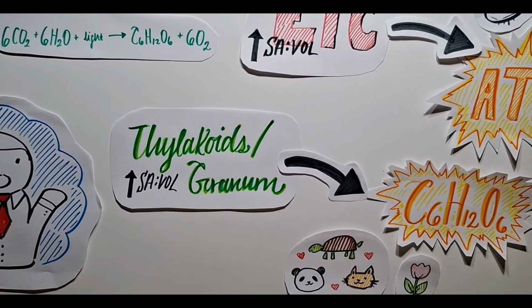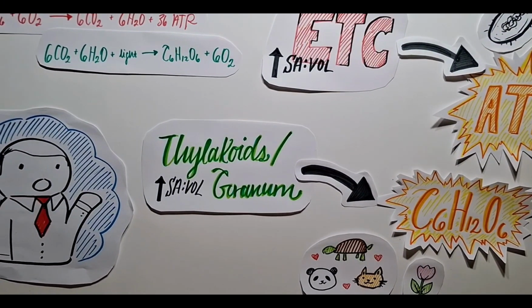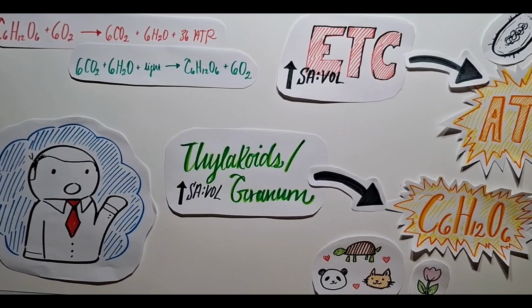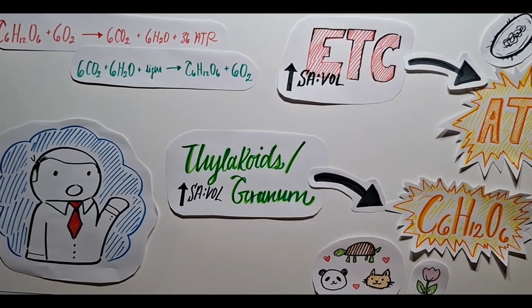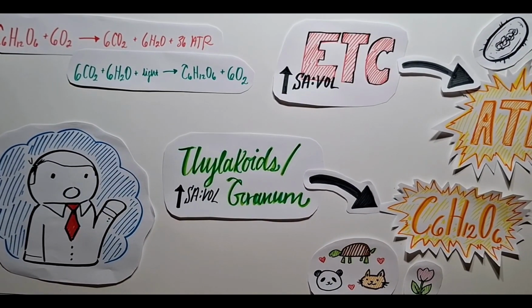The double membrane presence in mitochondria and chloroplasts increases the surface area within each organelle to promote the significant metabolic process of cellular respiration and photosynthesis.